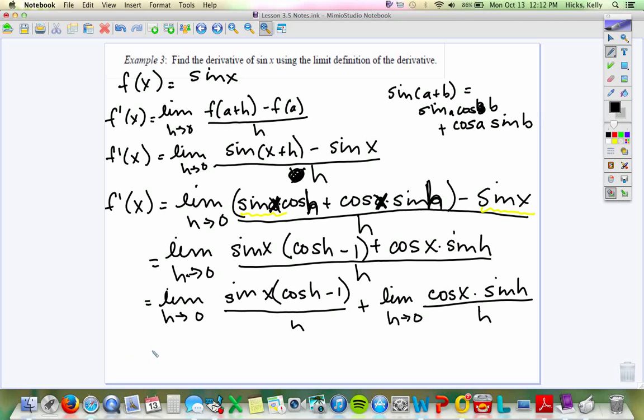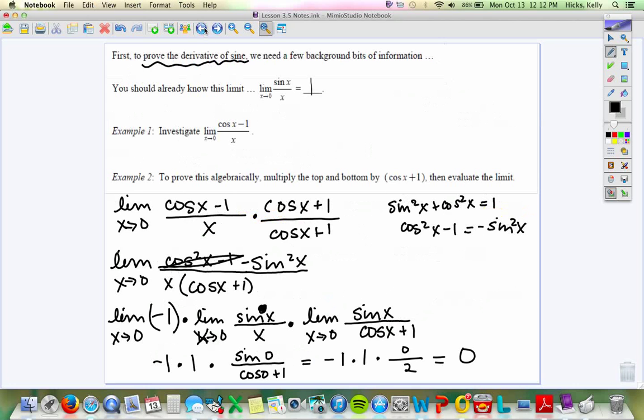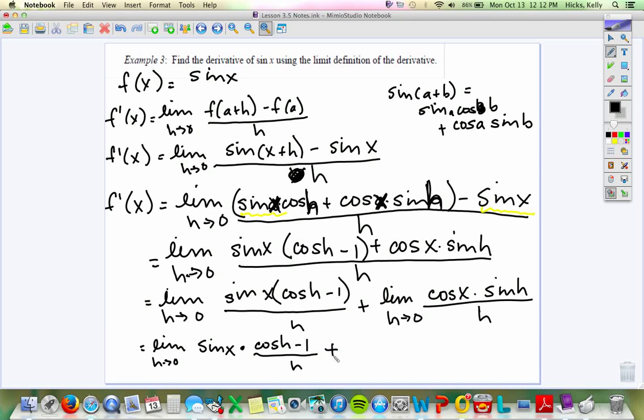If we separate it even a little bit more, I have the limit as h approaches 0 of sine x times cosine h minus 1 over h. Does that look familiar? Because that is exactly what we just took the derivative of on the previous problem. And then we have plus the limit as h approaches 0 of cosine x times sine h over h. Okay, I'm running out of room. I hate to go to the next page for this. I'll just do it in a different color and kind of squish it in.